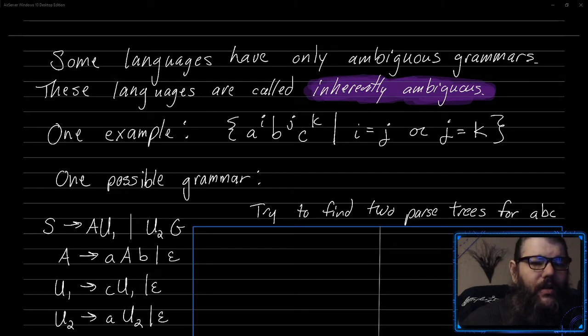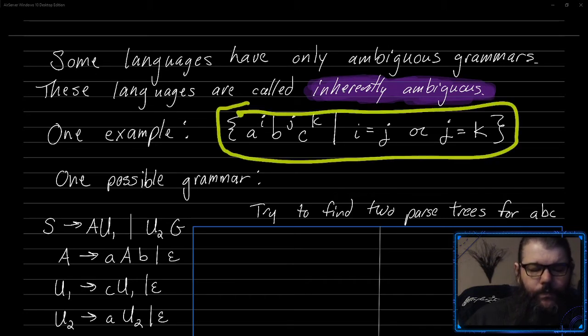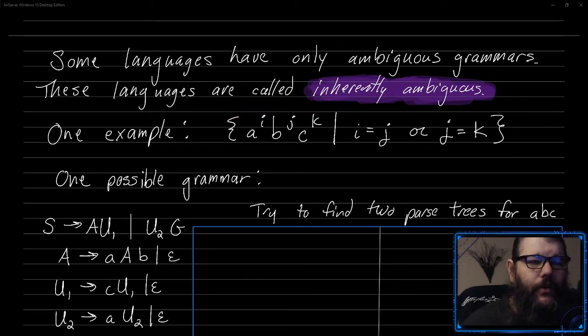There is no grammar that you can ever make that does not have an ambiguous parse tree for this language. So we say that this language right here is inherently ambiguous. Now, what is this language? This language is A's followed by B's followed by C's, and either the number of A's matches the number of B's or the number of B's matches the C's.